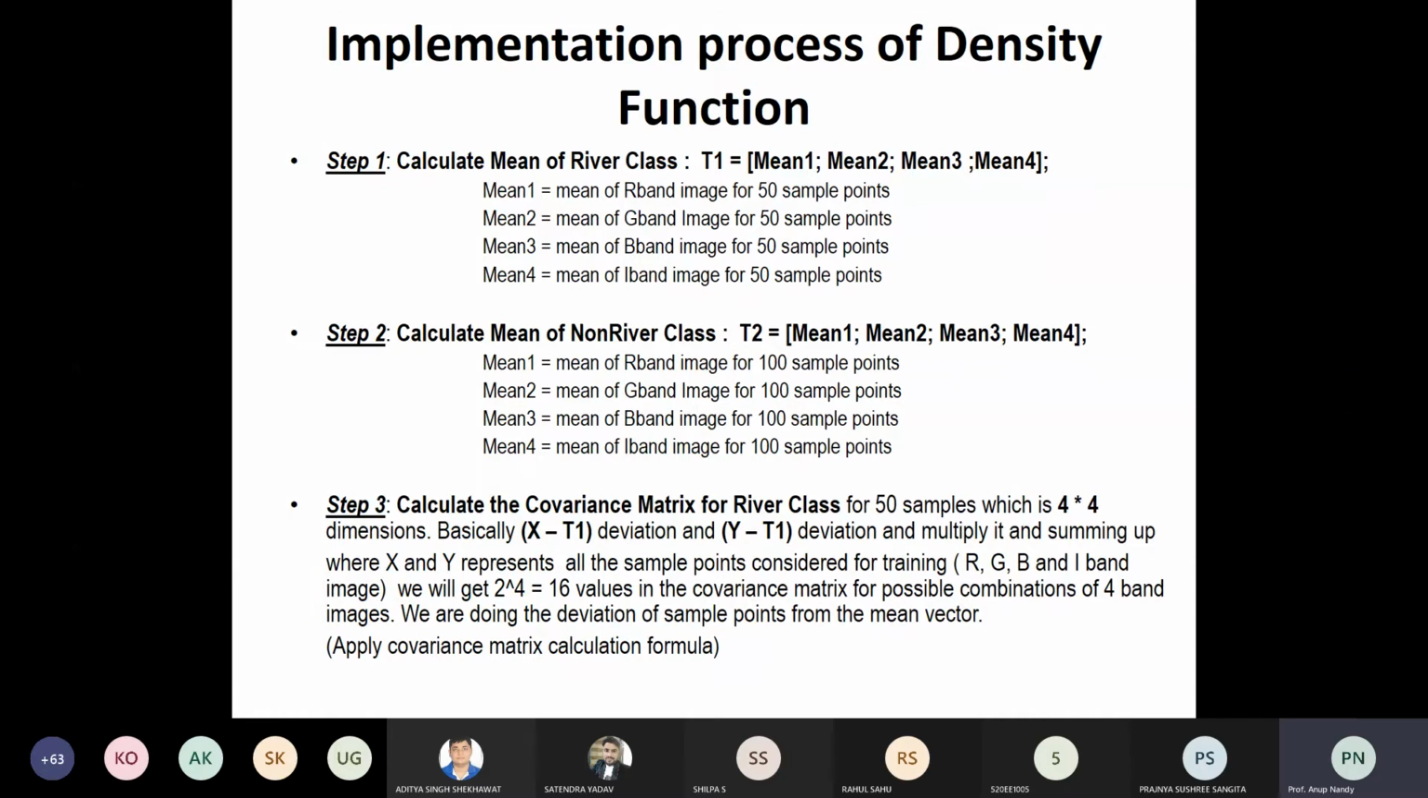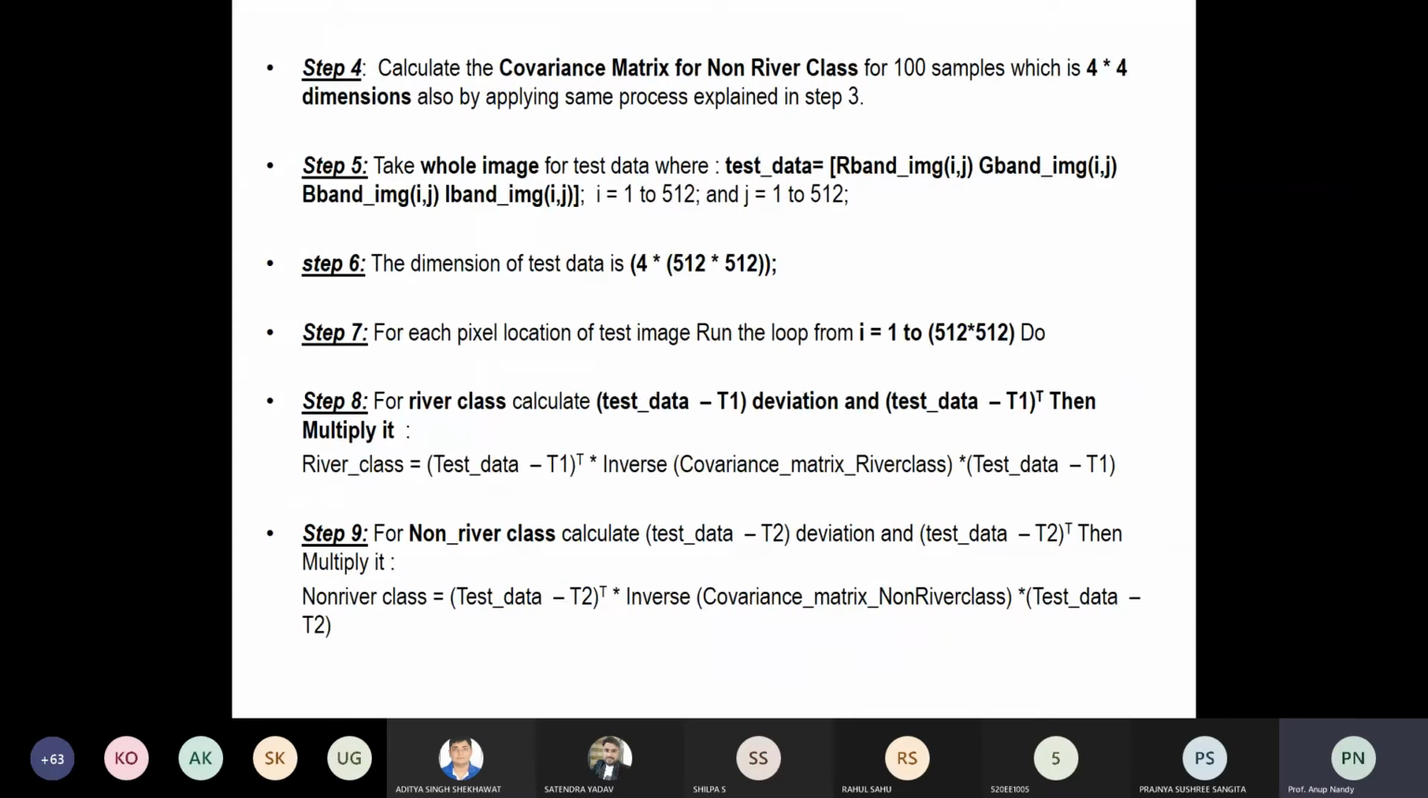Now the size is 4 cross 4, meaning a total of 16 values in the covariance matrix for the river class. Similarly, calculate the covariance matrix for the non-river class for 100 samples. That will also be 4 cross 4, and you have to apply the same process as in step 3. Now next, what you have to do? You have to take these entire images, the test images.